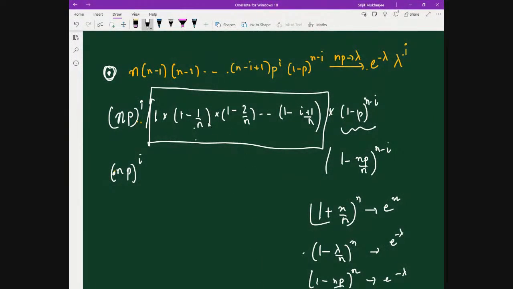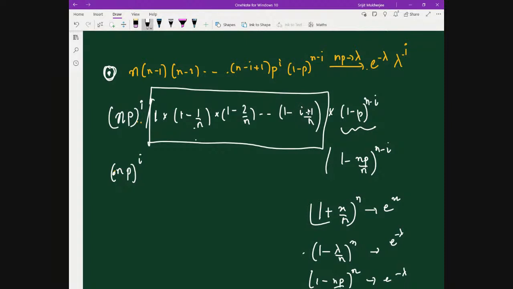When n tends to a very large value, then 1 by n, 2 by n, that part will become 0, and that's why that part... But there are a lot of numbers over here. Will it happen for all of the product? Yes, that 1 minus 1 by n part will become 1. Next part will become 1.